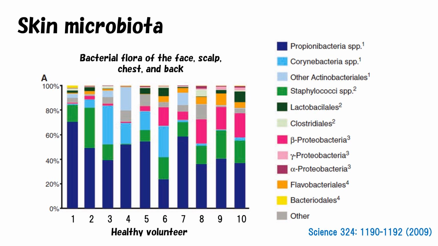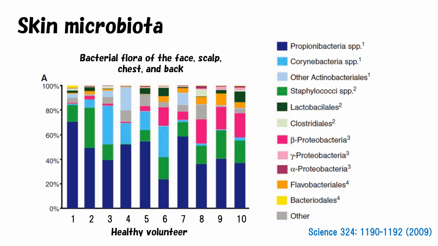The skin also has skin microbiota that maintains skin homeostasis. This graph shows the skin microbiota of 10 healthy volunteers. You can see different types of bacteria are present. It can be said that the activities of living bacteria support humans.